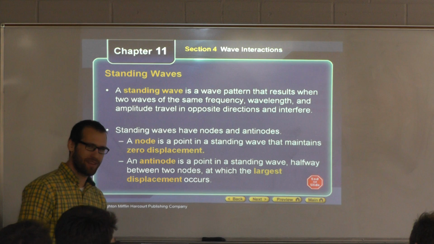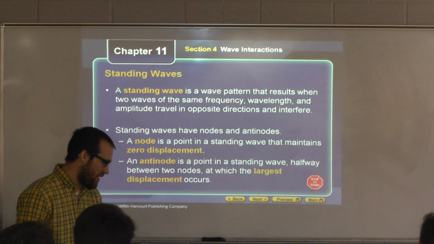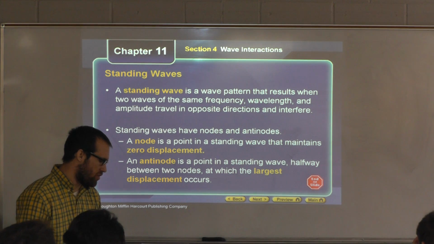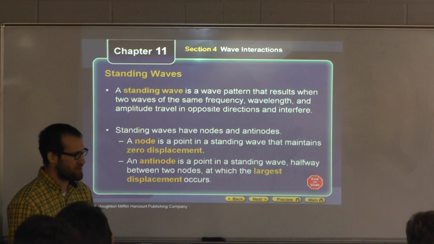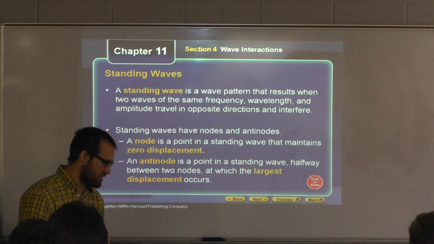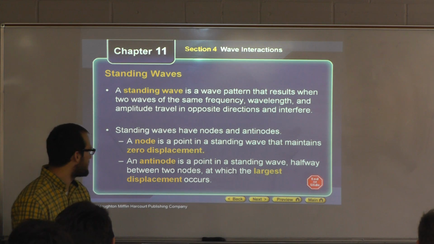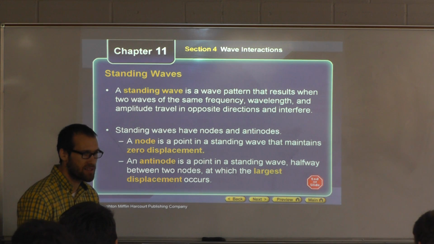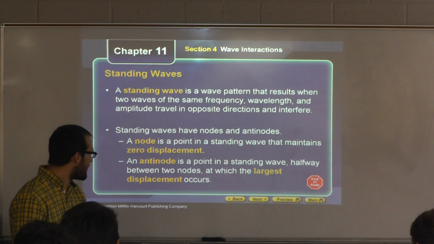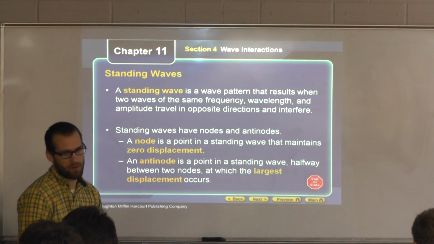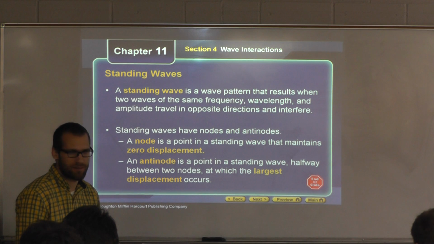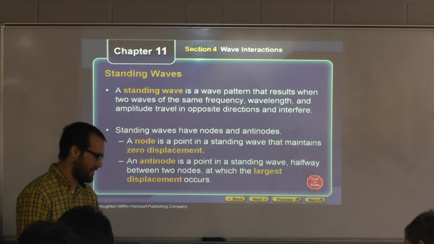Okay, and I know you're probably thinking, well, isn't there a max displacement on the positive side and a max displacement on the negative side? Well, the answer is yes, but that's still one location. That's why there's only one antinode. Does that make sense? Okay, well, sometimes some people have asked that question. All right, the next one then.